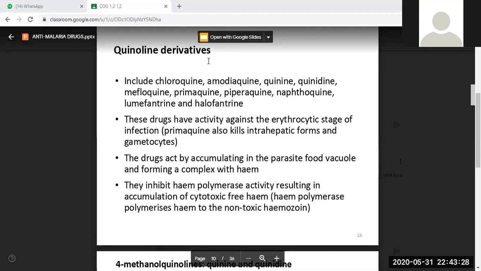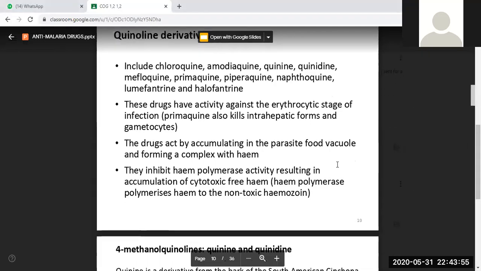Okay, which is basically the last point there. They inhibit heme polymerase activity, resulting in accumulation of cytotoxic free heme. Heme polymerase polymerizes heme to non-toxic hemozoin. Now, when they inhibit this enzyme, there will be the cytotoxic free heme, which is going to be having the effect on the parasite.